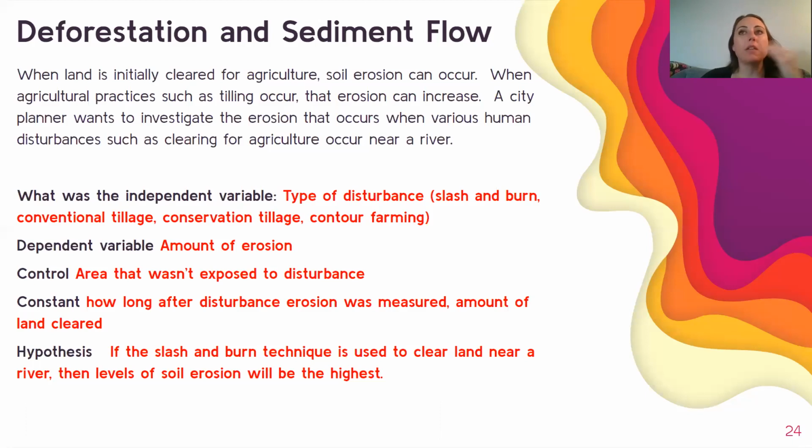Okay, so our independent variable is what I changed. Maybe we're doing clear cutting. Maybe we are not clearing at all, okay? Our dependent variable is the amount of erosion that's going to occur, so the amount of soil that's going to end up in the nearby river. Our control is an area that wasn't exposed to the disturbance at all.